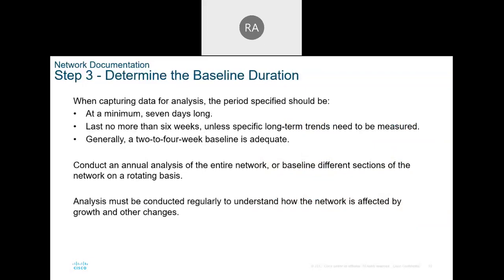When capturing data for analysis, the period specified should be at a minimum 7 days long. You cannot do a baseline now and say, this is the behavior of my network now and forevermore. It can change. And the fact that it has changed does not mean something abnormal is happening. Take, for instance, somebody that is not a heavy user on the network today can become a heavy user tomorrow, burning down the network like crazy. And it's not because you are under attack.